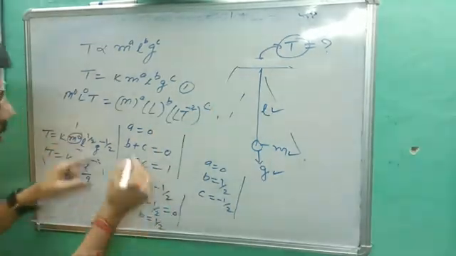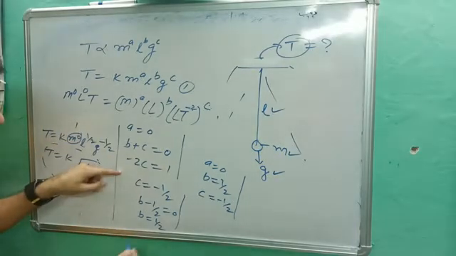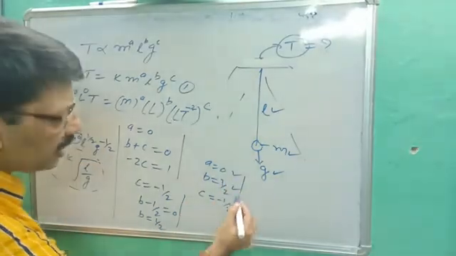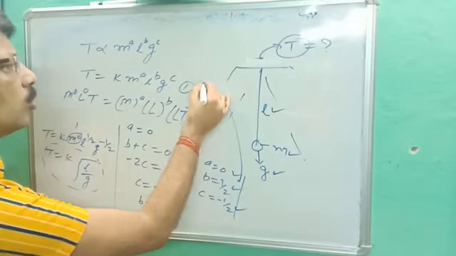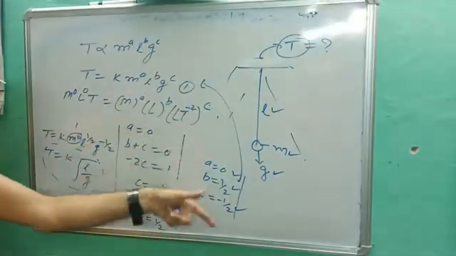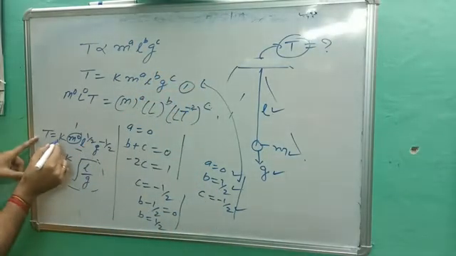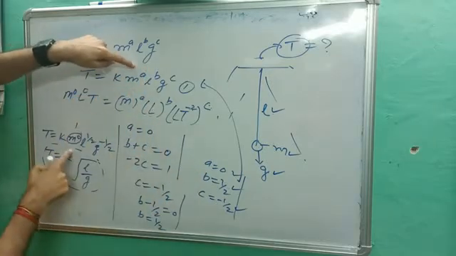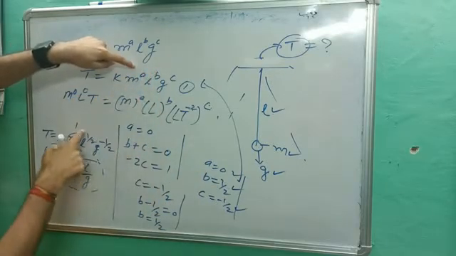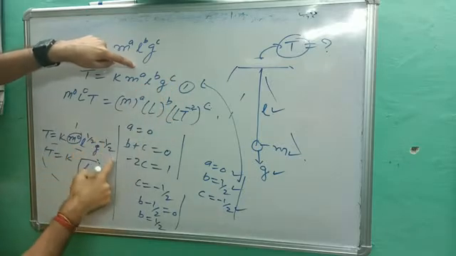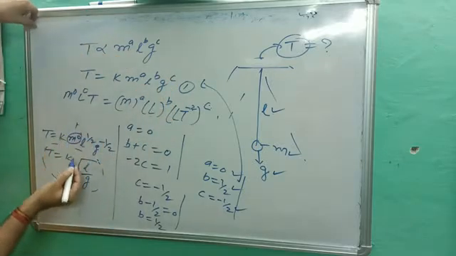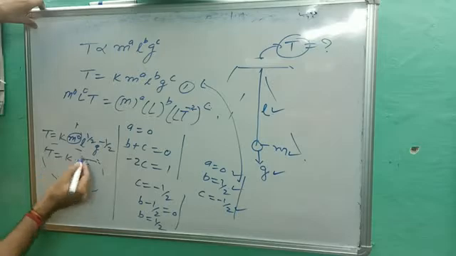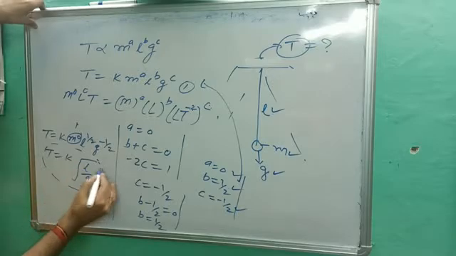Then we will solve the equations first, second, third, and we will get a, b, c, and we will go through equation number first. We will put all these values. T is equal to k, M^0, L^b which is L^1/2, and g^c which is g^-1/2. M^0 is equal to 1, so it will not be included. So T is k under root L upon g. This is the formula for time period.